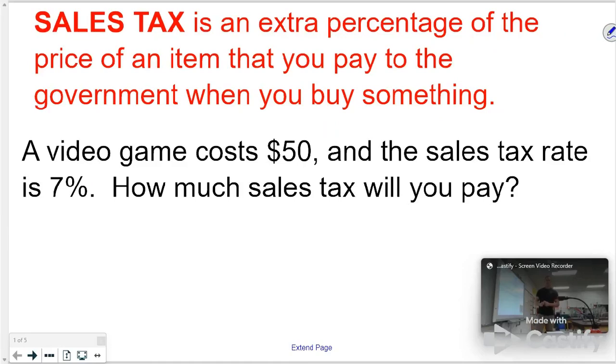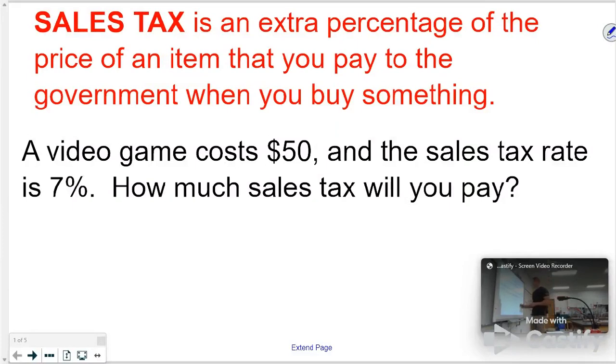Today we're going to talk about sales tax, discounts, and tips. We're going to start with sales tax, which is an extra percentage of the price of an item that you pay to the government when you buy something. So if you're going to buy a video game that's normally $50 and the sales tax rate is 7%, how much sales tax will you pay?